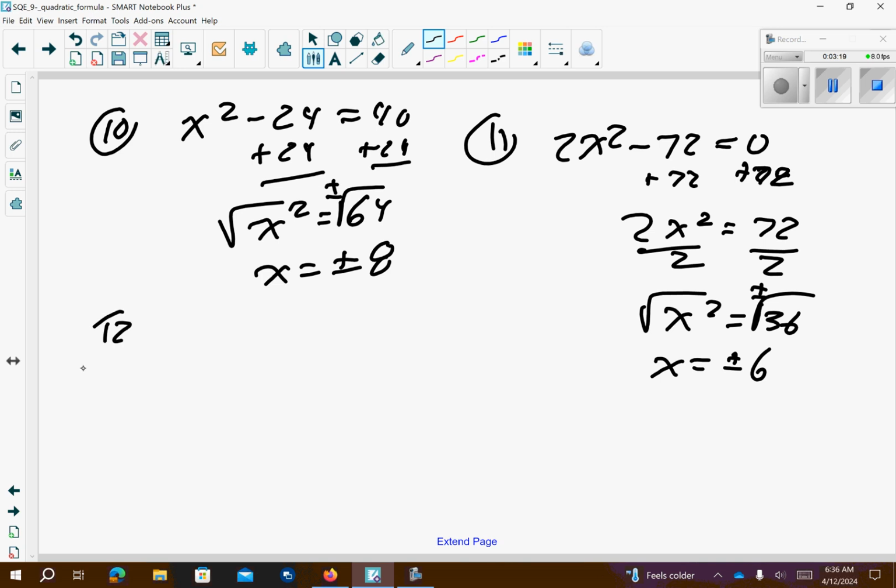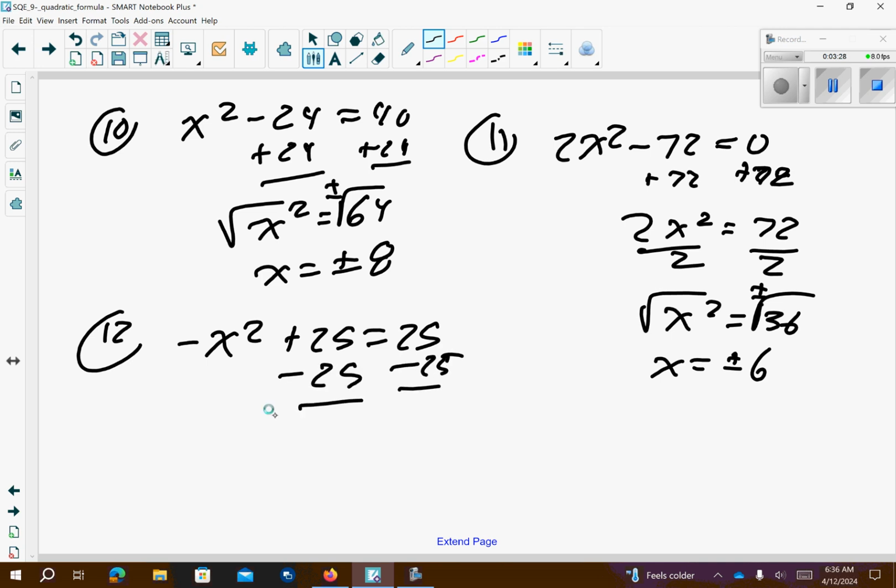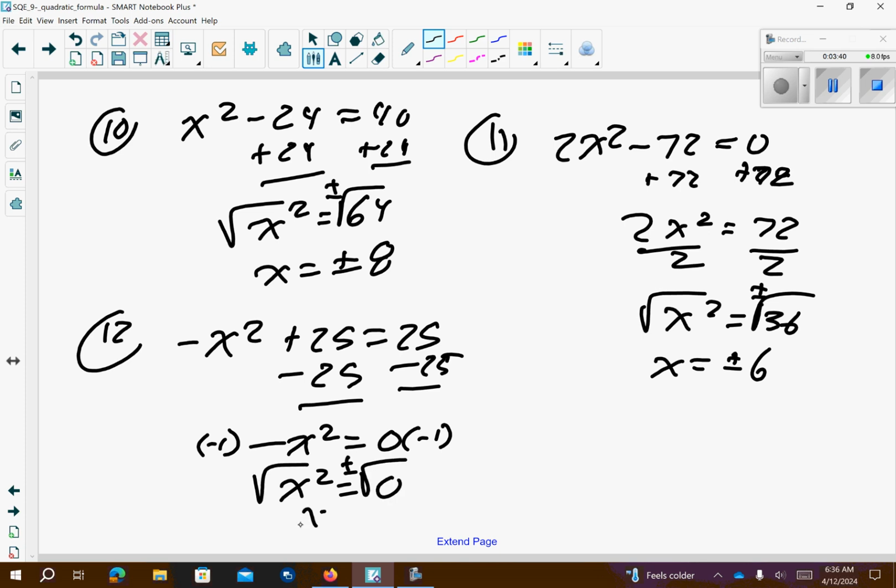Number 12, we have negative x squared plus 25 equals 25. Subtract 25 from both sides. Oh, that's going to be weird. That's negative x squared equals 0. Multiply both sides by negative 1 to get rid of the negative in front of the x squared. So that's still 0. Square root, plus minus. Plus minus 0. Well, there's actually not plus or minus 0. The answer is just 0 here. If you put plus minus, I'm not going to mark you wrong.